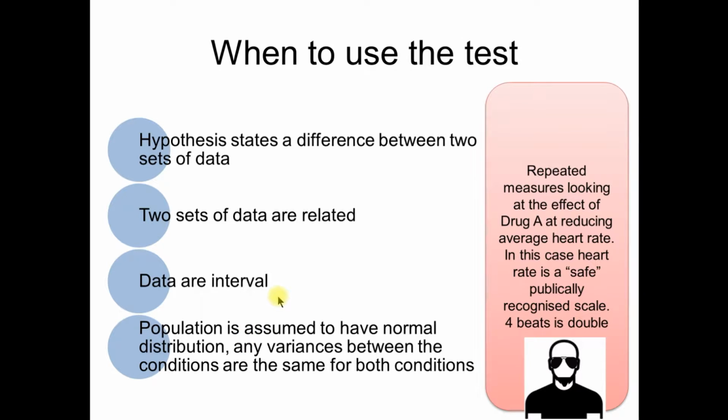So repeated measures. Imagine we're looking at the effect of drug A at reducing heart rate. In this case, heart rate is what we call a safe, publicly recognized scale. So two people won't look at a heart rate scale or measurement and disagree as to what the actual measurement is. But that might well be the case in, for example, a subjective measure like a rating scale of how attractive someone is. So parametric tests like the related and unrelated T really use these safe, publicly recognizable scales.